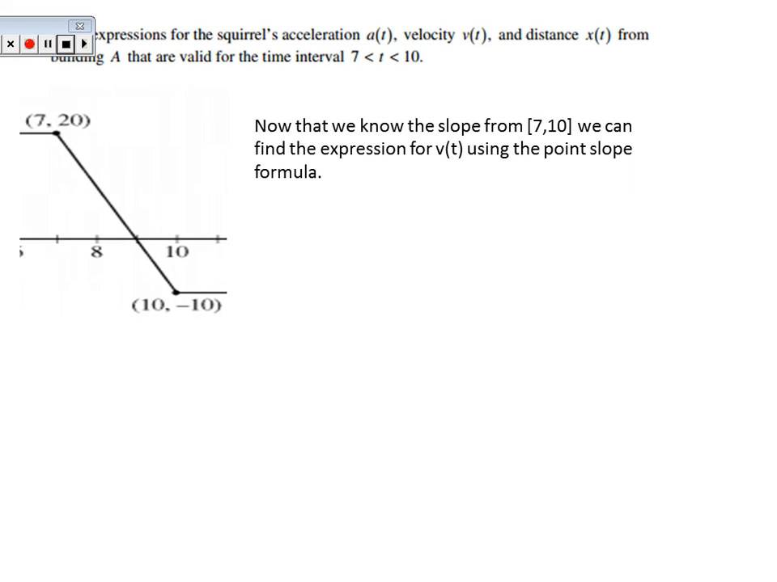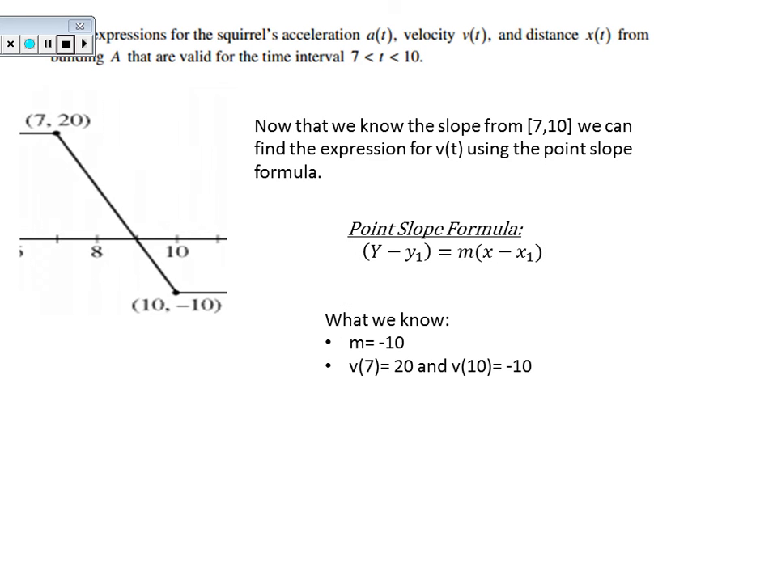Now that we know the slope from 7 to 10, we can find the expression for the velocity using the point slope formula. So the point slope formula is y minus y1 is equal to m times x minus x1. And we know that m is equal to negative 10, because that's the slope, and we know that v at 7 is equal to 20 and v at 10 is equal to negative 10. And we know this from the information that the test givers gave us on the problem. And now we just plug it in. I used v at 7 is equal to 20. You can use v at 10 is equal to negative 10 if you'd like. You should get the same answer.